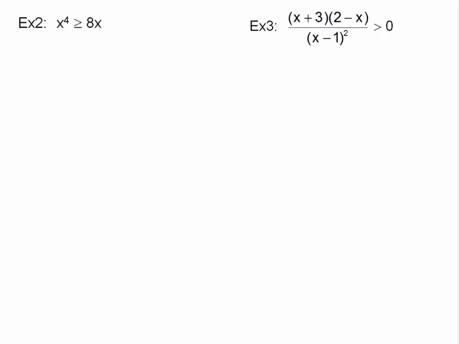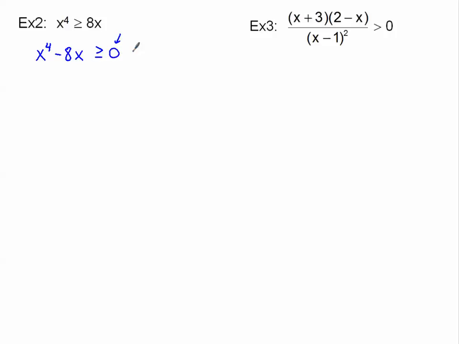Let's follow the same steps and look at example number 2. Step 1, again, set it equal, quote unquote, equal to 0. I don't see a 0, so I'm going to choose to subtract the 8x. This time I have a quartic term, x to the 4th minus 8x, and that will be greater than or equal to 0. There's my 0.